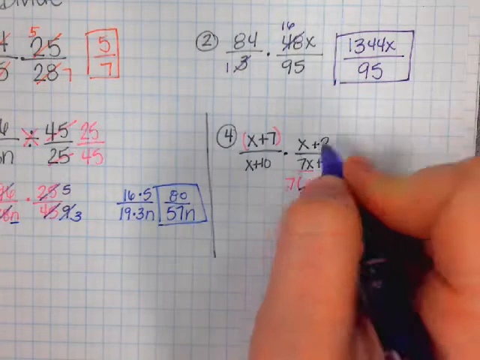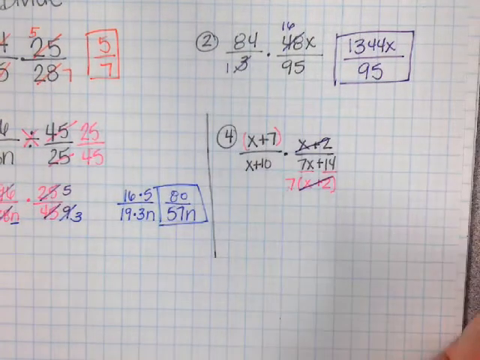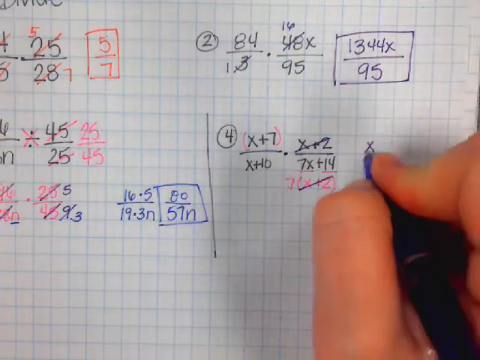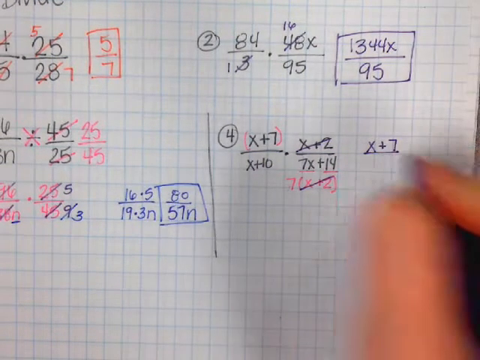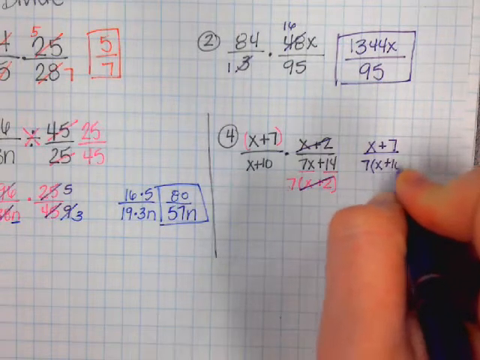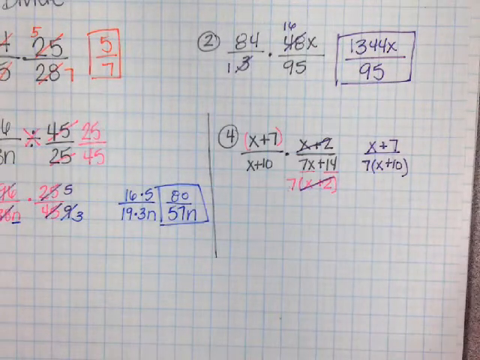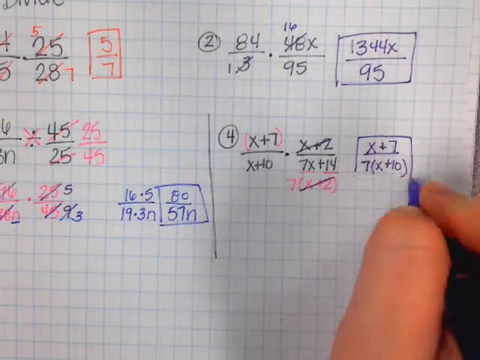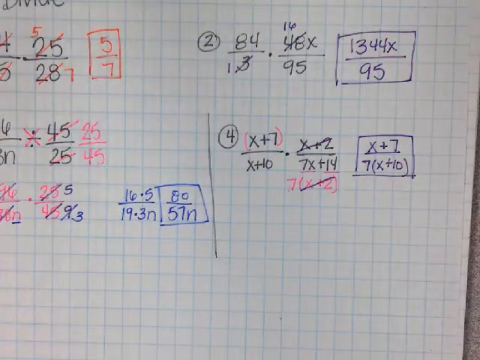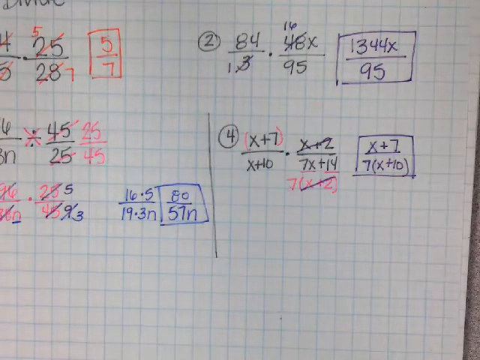Now, again, I still can't have this 7 cancel with anything, so I need to cancel this parentheses with that parentheses. So then multiply across the top, x plus 7 divided by 7 times x plus 10. And that's it.